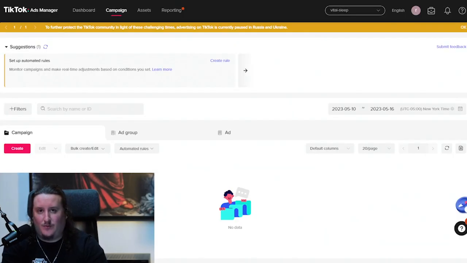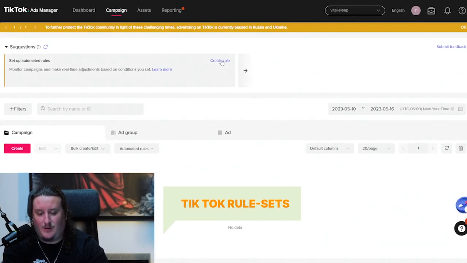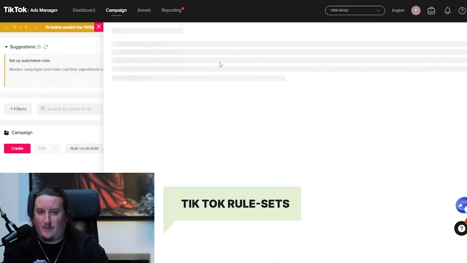There's only really 2 rules that I apply on TikTok as well. It's super easy to do. Let's create some automated rules for TikTok.